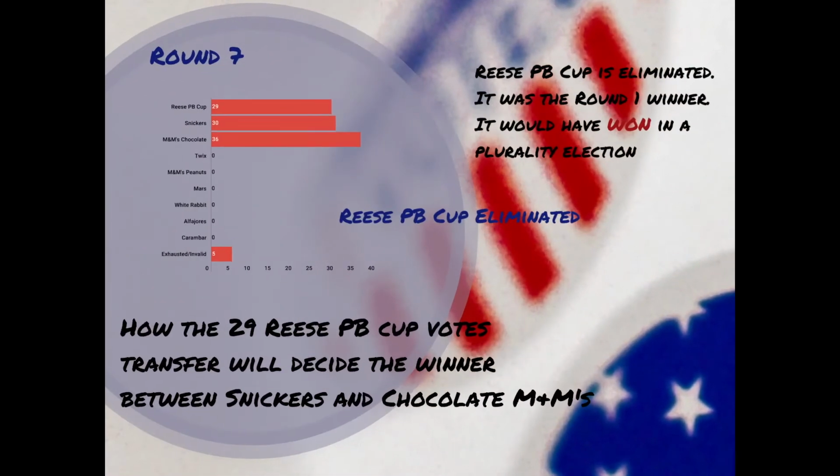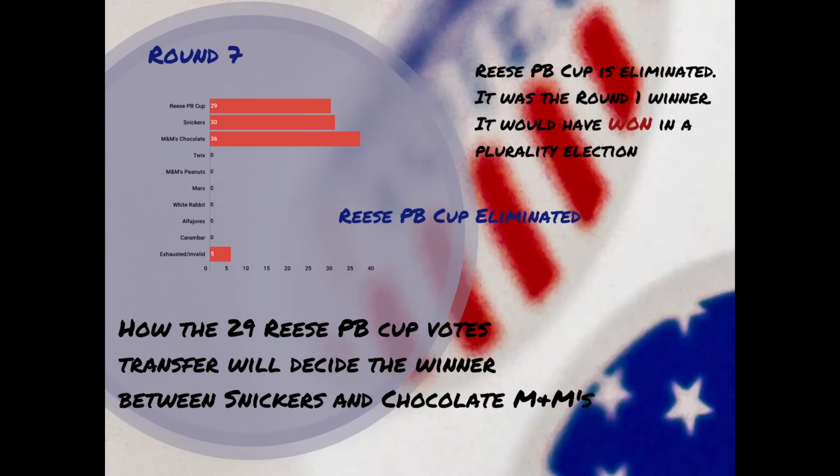Round 7, only have 3 active candidates and we're eliminating the one with the lowest number of votes. And it turns out that it's Reese Peanut Buttercup. And if you remember, I kept the same ordering as round 1 in that chart. It was actually the round 1 winner. In a plurality election, Reese Peanut Buttercup would have won. In a majority runoff election, the runoff would have been between Reese Peanut Buttercup and Snickers.